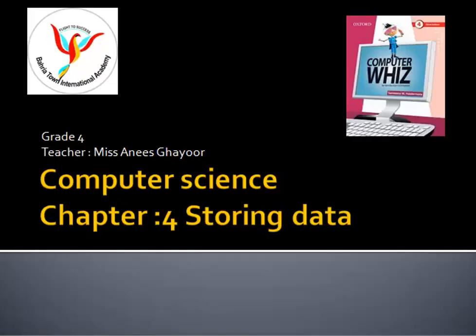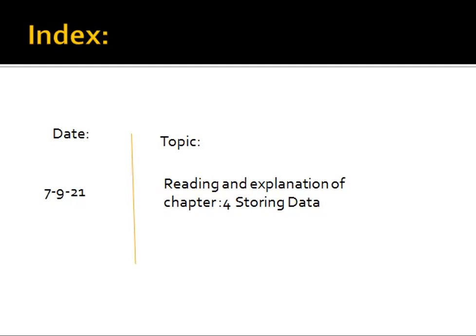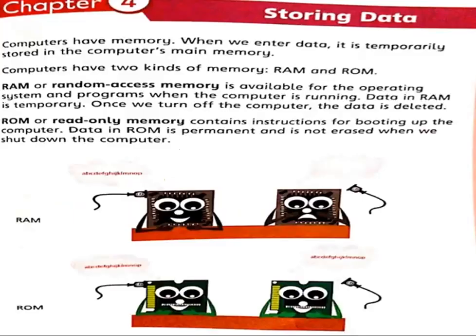Today we are going to do the reading and explanation of chapter number 4, and the chapter name is storing data. First of all, maintain the index with today's date, that is 7th September 2021, and the topic is reading and explanation of chapter 4, storing data. First of all, open page 27 of your book and we'll read this page. Okay, the heading on the top is storing data.